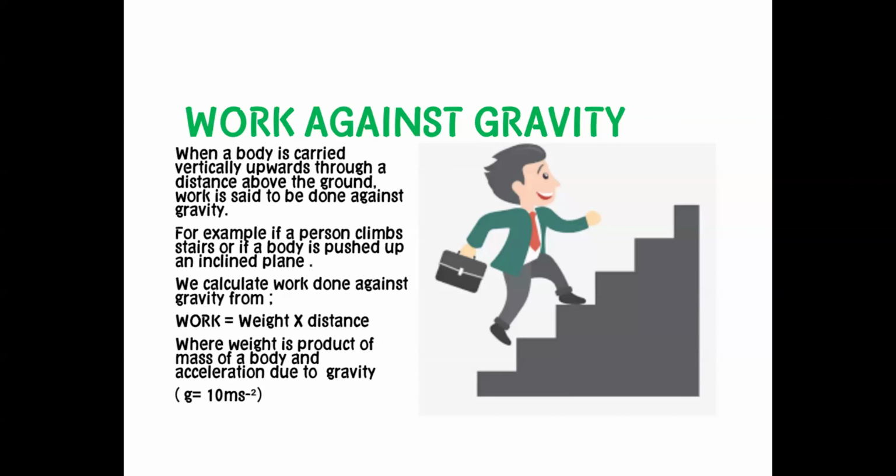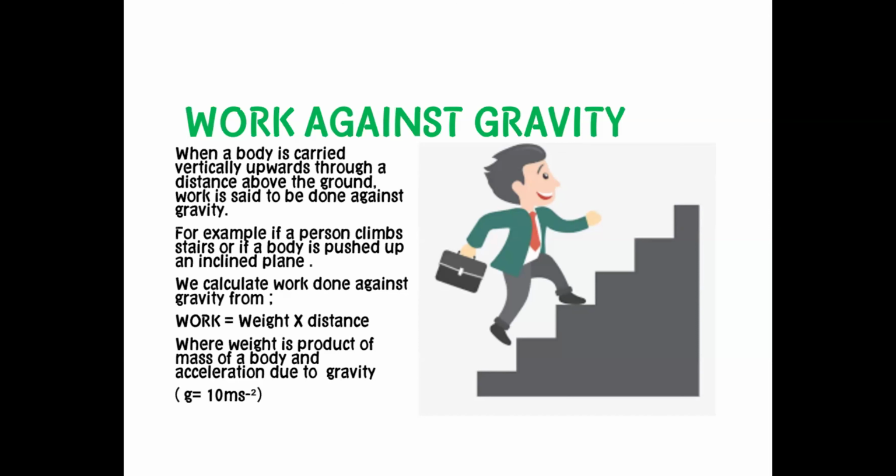They have told us that when a body is carried vertically upwards through a distance, then we say work is done against gravity. If a person is climbing stairs, that is one. Or if a body is pushed up an inclined plane, then work is said to have been done against gravity. Anything that they say against gravity means it is opposing the gravitational force. We are trying to bring something down, it begins to be up always. We want to push something up, then it wants to remain down. That is because of gravity.